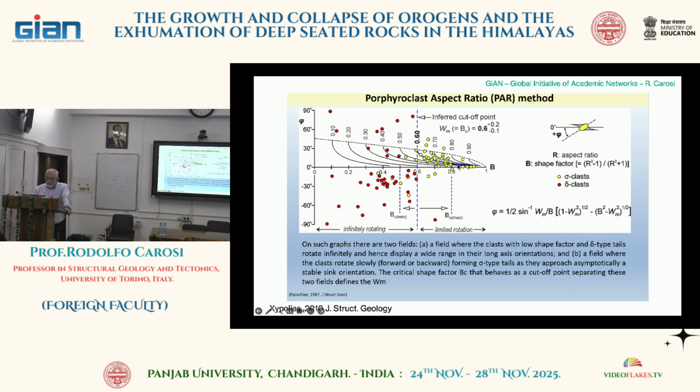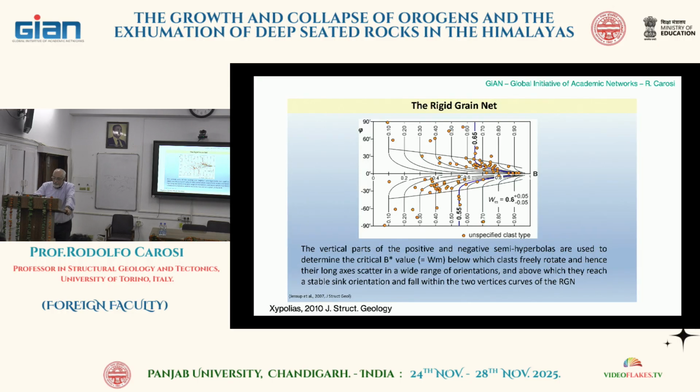Some people also use the tails. So the red ones are more or less delta porphyroclasts. The yellow ones are sigma porphyroclasts. Okay, if you have so many tails, you can use them, but anyway, you can also plot the axial ratio and the orientation without taking into consideration the sigma or delta porphyroclasts.